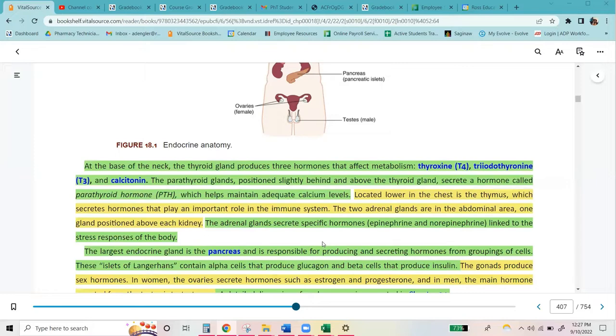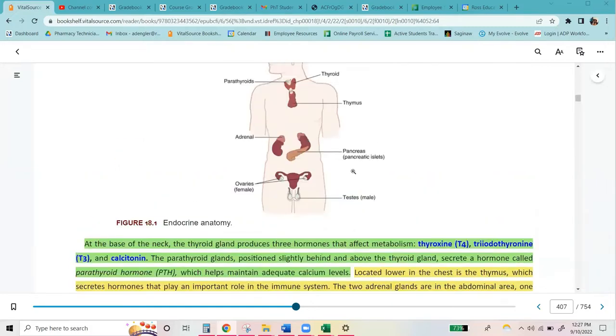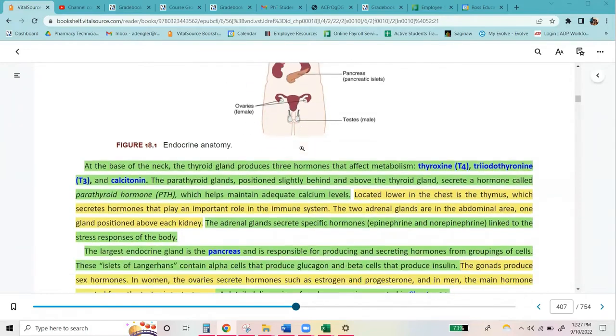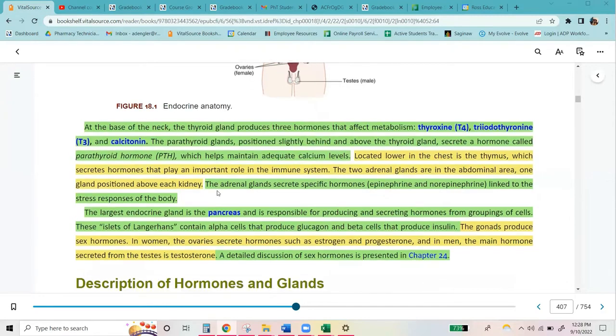The 2 adrenal glands are in the abdominal area, 1 gland positioned above each kidney. The adrenal glands secrete specific hormones, epinephrine and norepinephrine, and they're linked to the stress responses of the body. The largest endocrine gland is the pancreas, and it's responsible for producing and secreting hormones from groupings of cells. These islets of Langerhans contain alpha cells that produce glucagon and beta cells that produce insulin.